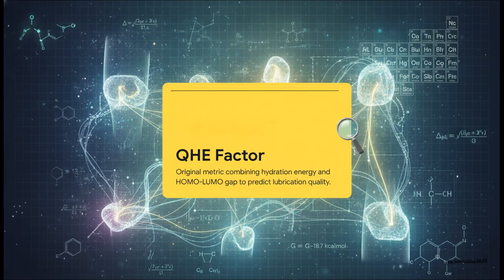The crucial mathematical link predicting this behavior under immense pressure is the QHE factor, or quantum hydration enhancement. Here's the mathematical logic. You take the absolute value of the hydration stabilization energy, which is 18.7 kilocalories per mole, divided by 10 and multiply it by the HOMO-LUMO gap, divided by 3. We are targeting a QHE score between 6.8 and 7.2. Hitting that exact metric is the holy grail because it mathematically guarantees a final friction coefficient lower than 0.005.